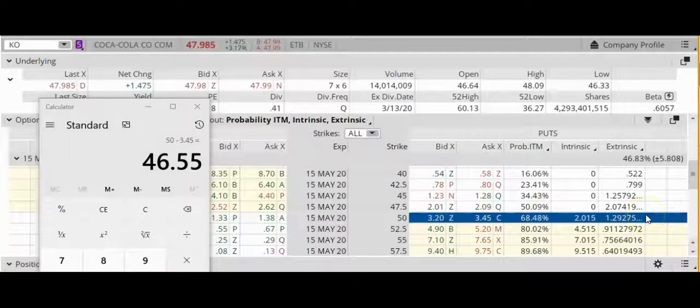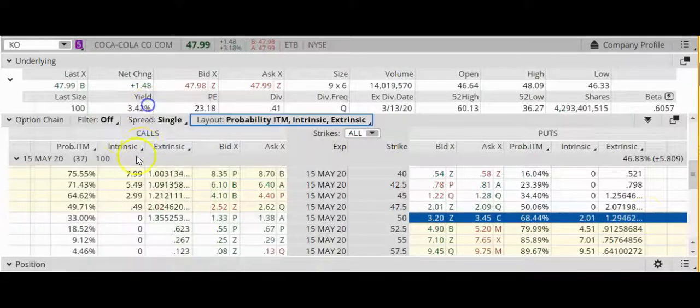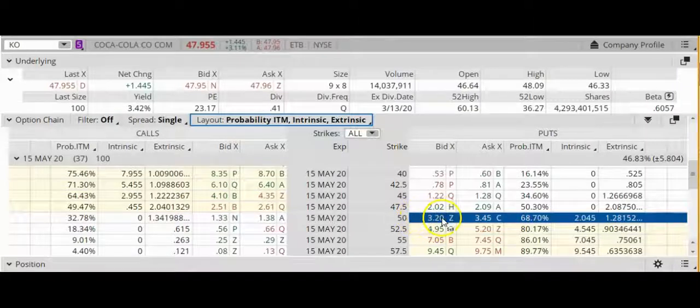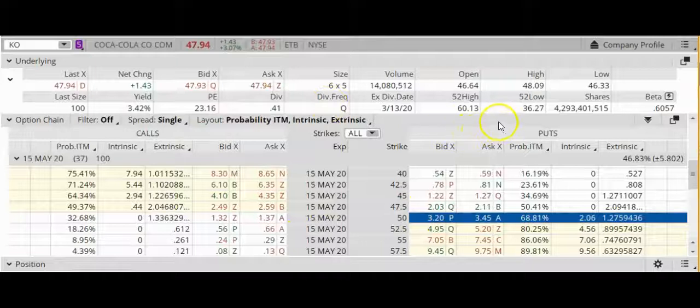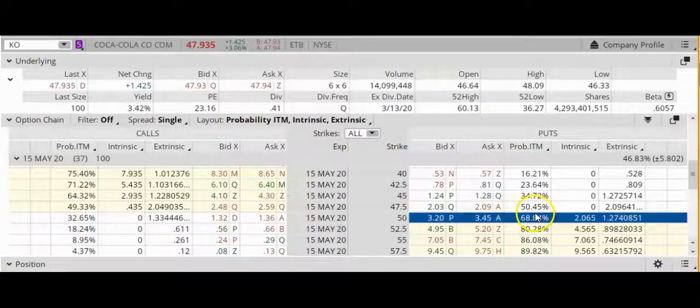If Coke continues to rise for the next 37 days and closes above my strike price of $50, then I will have made $320. But I don't get to own the stock. So now let's go back to the question of which of these put options is better. Well, there's really no right answer to that, because a lot of it really depends on what your goals are and how badly you want to own the stock.